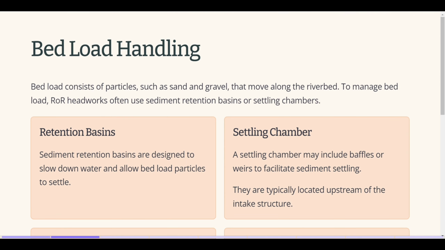Bed load handling. Bed load consists of particles, such as sand and gravel, that move along the riverbed. To manage bed load, RoR Headworks often use sediment retention basins or settling chambers. Retention basins. Sediment retention basins are designed to slow down water and allow bed load particles to settle. Settling chamber. A settling chamber may include baffles or weirs to facilitate sediment settling. They are typically located upstream of the intake structure.